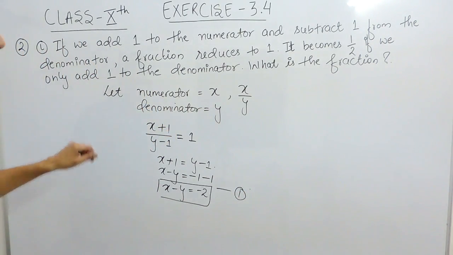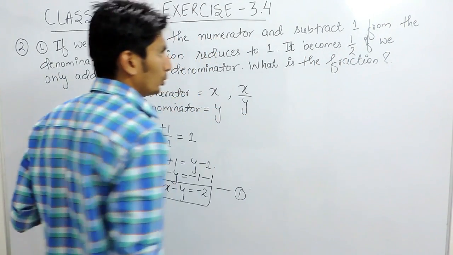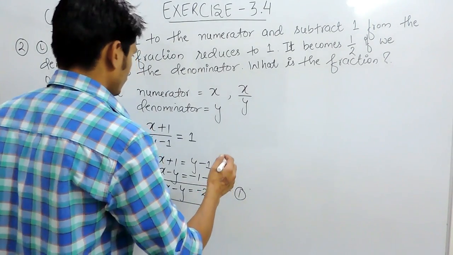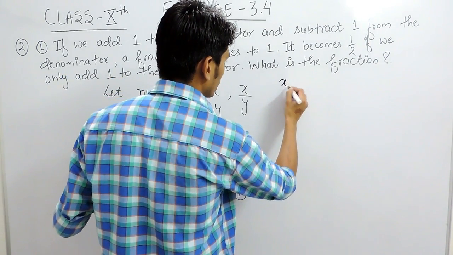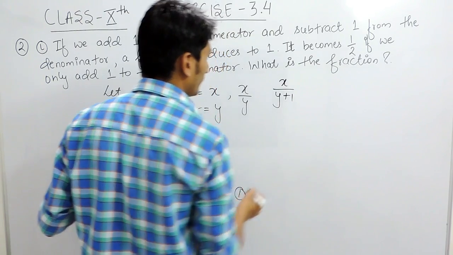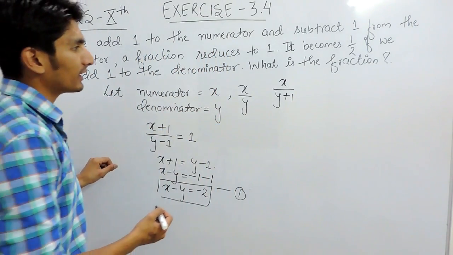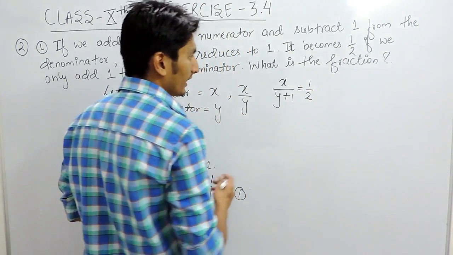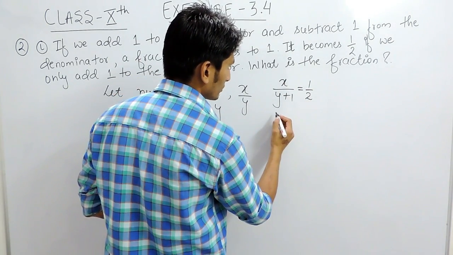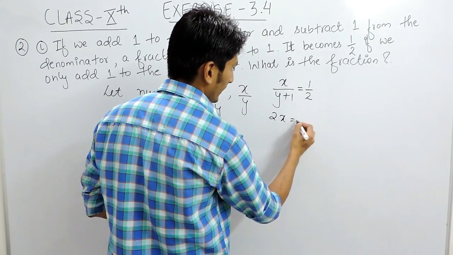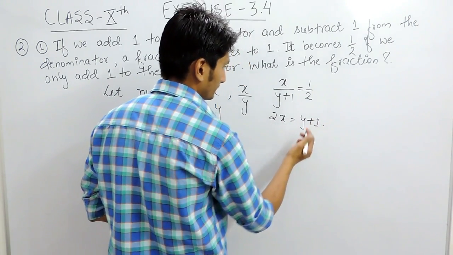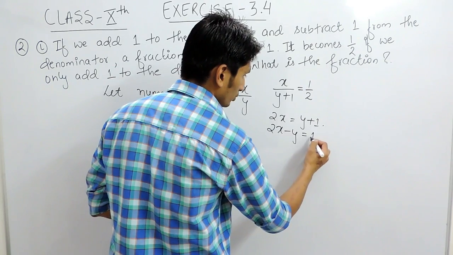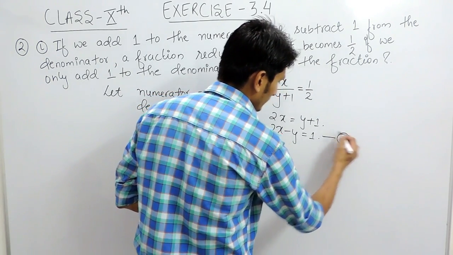After that, in the second case, it is given that the fraction becomes 1 by 2 if we only add 1 to the denominator. In this case, we are only adding 1 to the denominator and the fraction becomes 1 by 2. So the value of this fraction must be equal to 1 by 2. Again you can solve it by cross multiplying. So it will become 2x equals y plus 1. Now again we can shift. So this is 2x minus y equals 1. So this is our second equation.